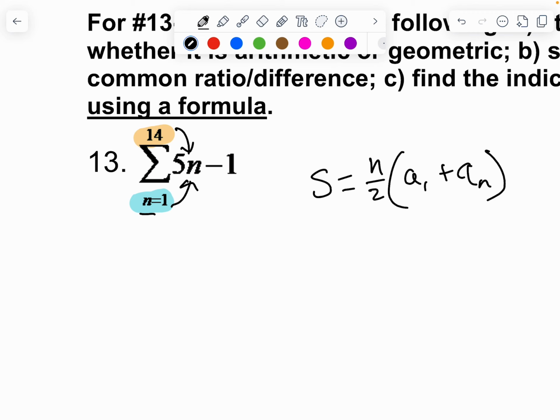So when I plug 1 in, 5 times 1 is 5, minus 1 is 4. So there's the value of my starting. The value of my ending, 5 times 14, is 70, minus 1 is 69.